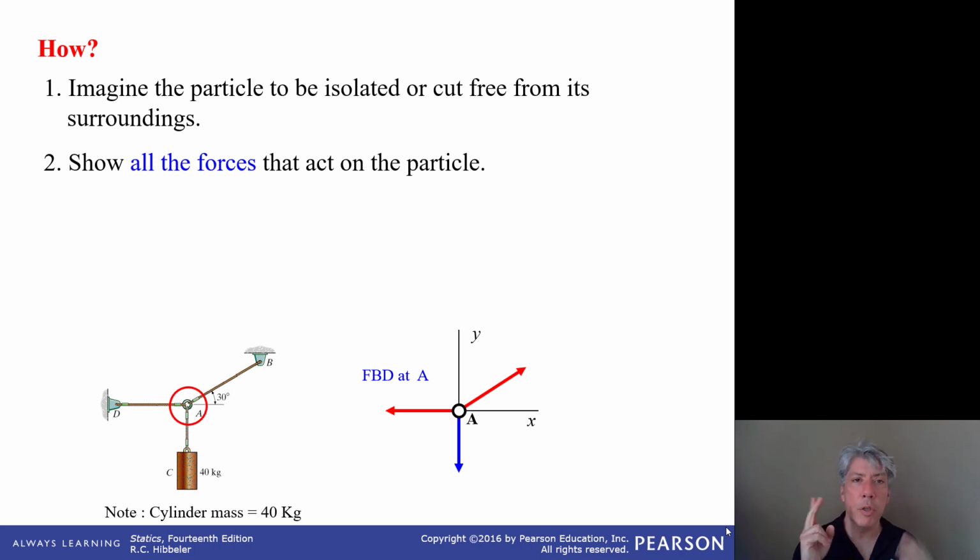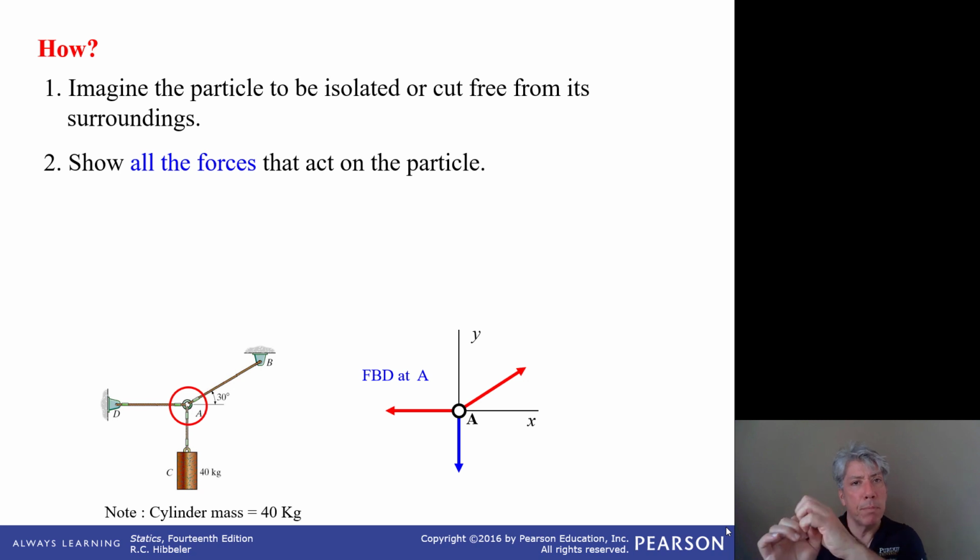But wait a second, there are two cables attached to the ring. There's a cable at 30 degrees going towards B, and there's a cable horizontal going towards D. Since cables cannot be pushed, they can only be pulled, right? They're only in tension. You can't compress a cable without guiding its sides, and that's not what's going on here. Since that's the case, we know that the direction of the force acting on the ring from the cables must be pulling on the ring, you see?